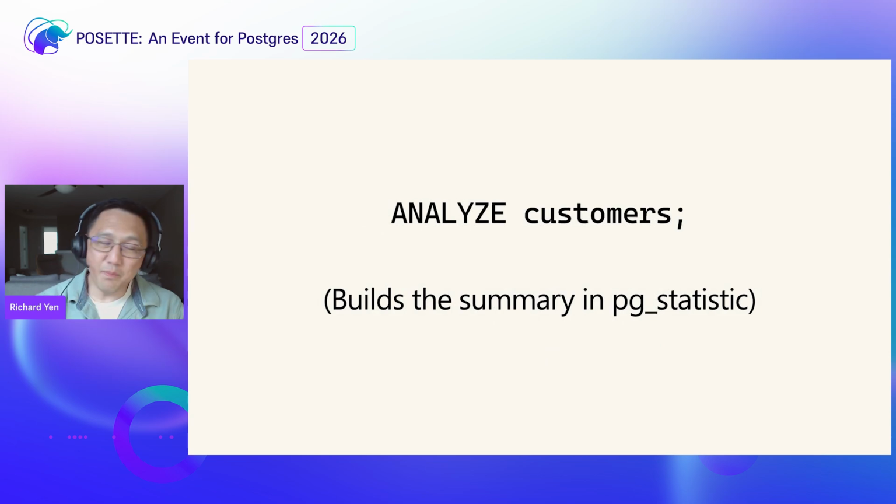So how does PG statistic get populated? The way that happens is when you manually run analyze. So when you say analyze customers, it actually kicks off a process that scans your customers table, pulls together all those statistics, and gets that summary into PG statistic.